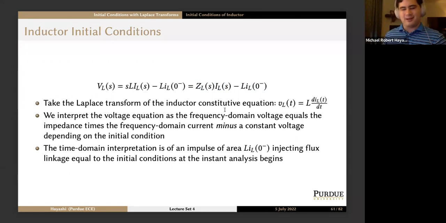that injects flux linkage. And if you haven't taken an electromagnetics course, you may be wondering what flux linkage is. Basically, it's the amount of magnetic flux lines going through something. So in this case, if your inductor is a coil, it's the amount of magnetic flux lines going through your coil. That much magnetic flux is needed in order to start the inductor at the right level of energization.